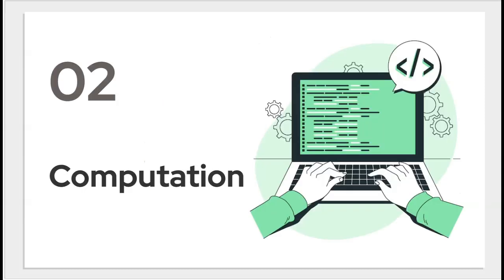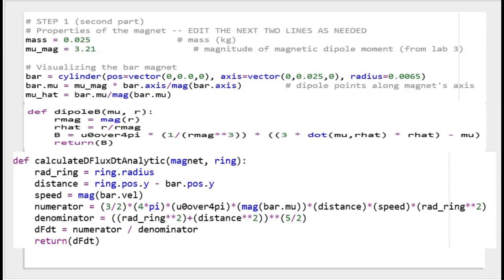So getting into our computation, a few code points that I want to point out. One, we have our mu magnitude, which we calculated from Lab 3. We used the same exact magnet. Moving forward, we visualized the bar magnet. Here are some things that the code did. The next was defining the dipole of the B field, and that's just copying it from Lab 3, and we made a function for that.